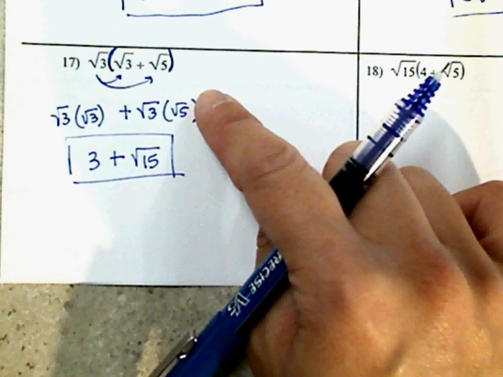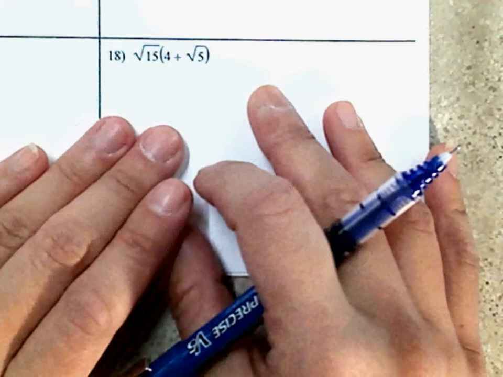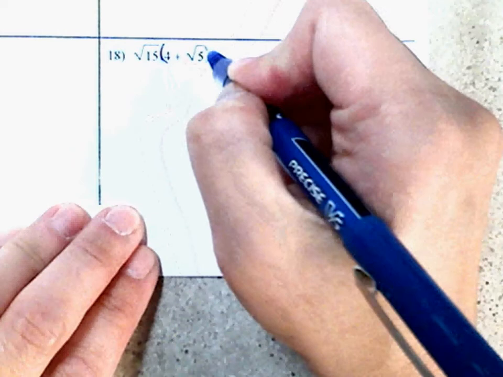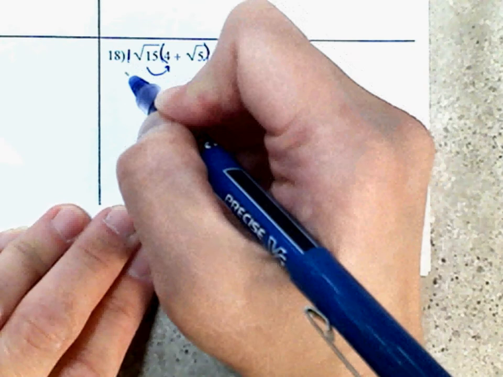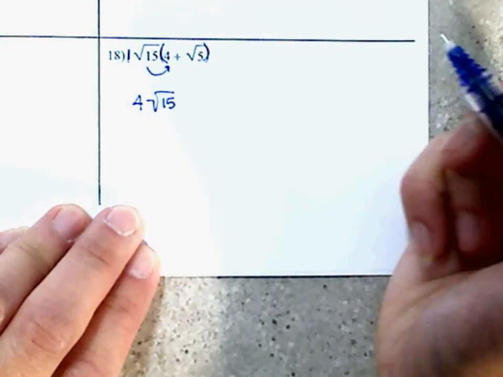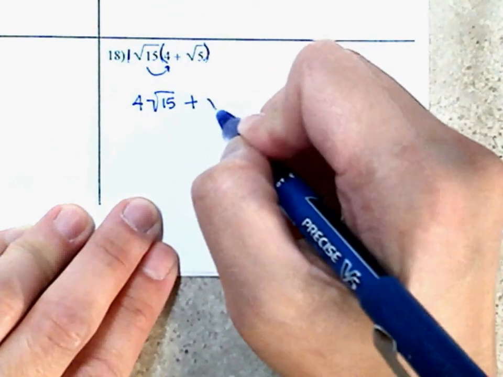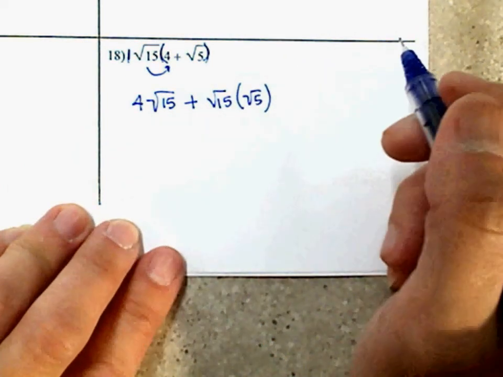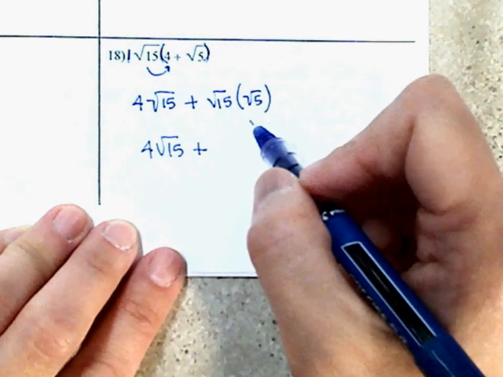Number 18. Okay? I'll show you the step-by-step on this one. You can actually skip this part that I'm about to show you. See the parentheses? What number is in front of that 15? A 1. Outside stays outside. 1 times 4 is 4. Bring over your square root of 15. Okay? Next part, plus square root of 15 times the square root of 5. Correct? Okay. So now you have 4 square roots of 15 plus, what's the square root of 15 times 5? What's 15 times 5? 75? Okay.